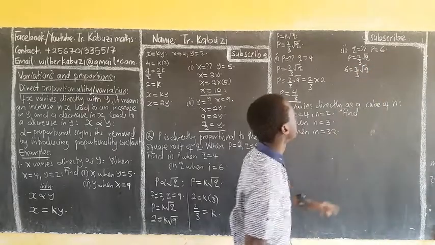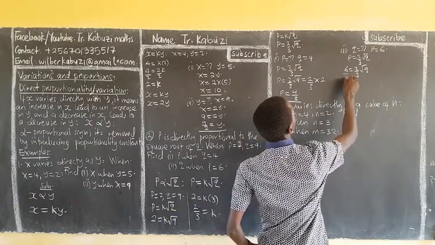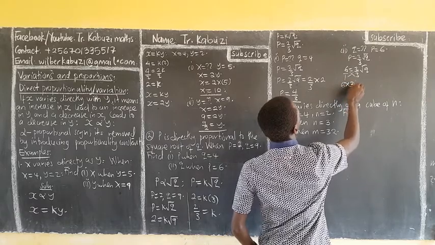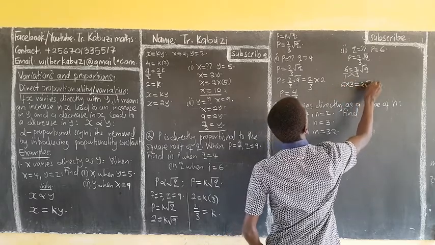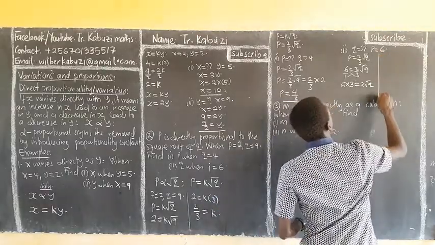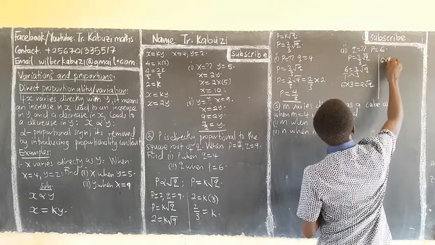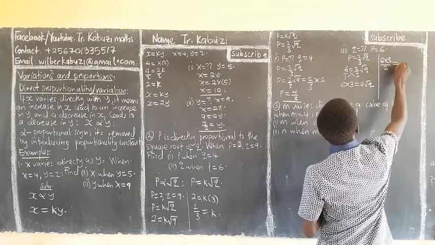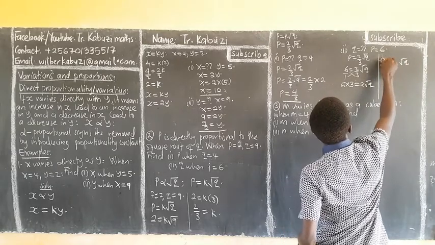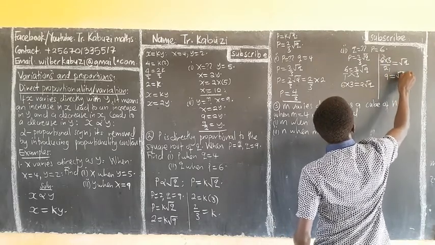What am I going to do? I'm going to cross multiply. So I'm going to cross multiply this. I'll be having 6 times 3 equaling 2 root q. So now from there, I divide here, so I have 6 times 3 over 2 equaling root q. So this 3 times 3, you get 9 equaling root q.